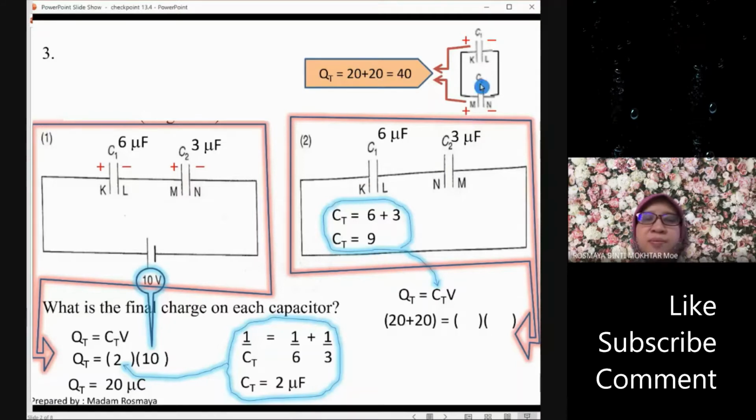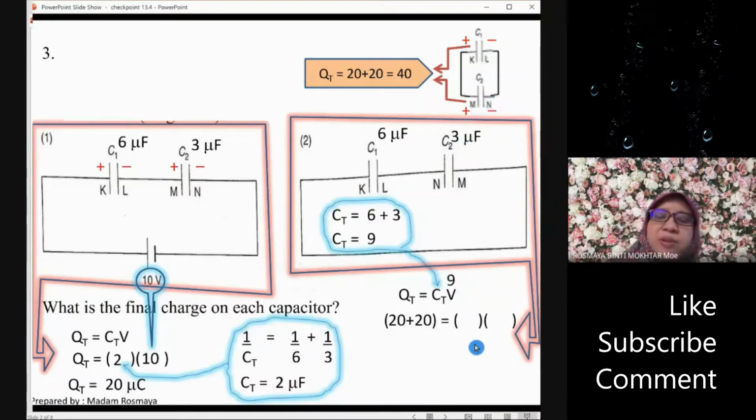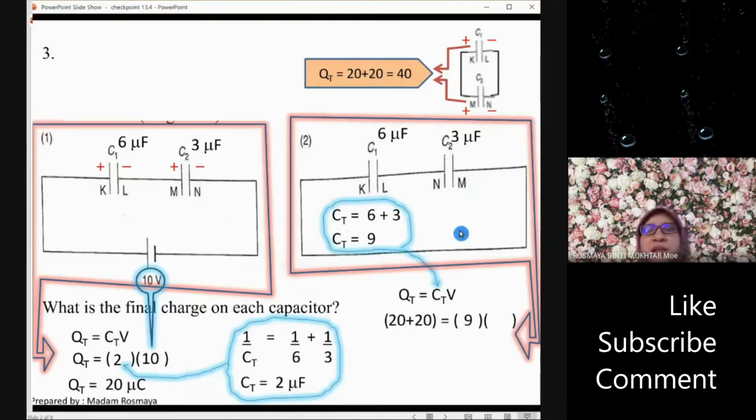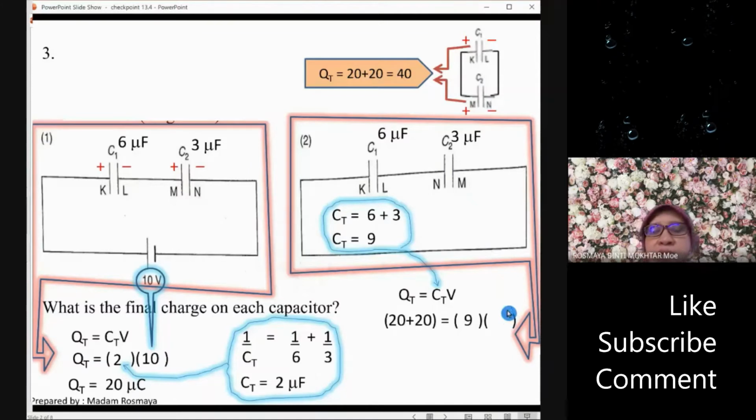Okay, parallel here. So you substitute into here 9. So you can get the voltage across them because they are arranged in parallel. Because the charge now can freely move here in the circuit, the voltage now decreases. If you think about the logic, the value of the potential difference will be less.